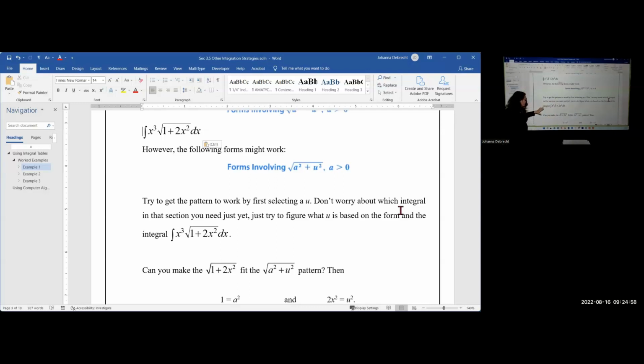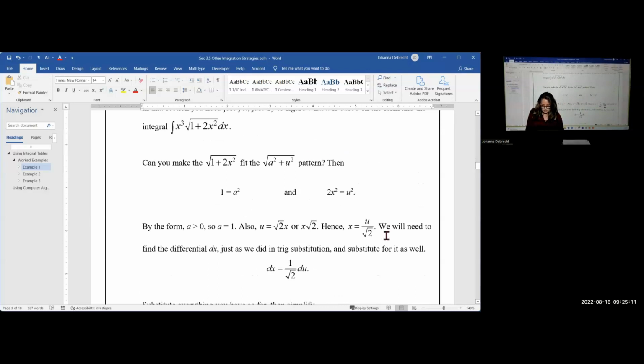So the first thing we're going to do is try to make the radical part fit the a squared plus u squared under square root pattern. That means that a squared is 1 and 2x squared is u squared. This means that a is strictly positive 1, since a is strictly positive, and u is the square root of 2 times x, or x square root of 2.